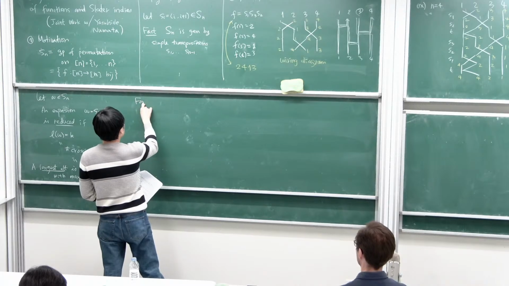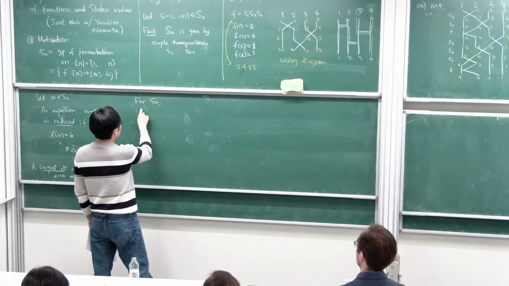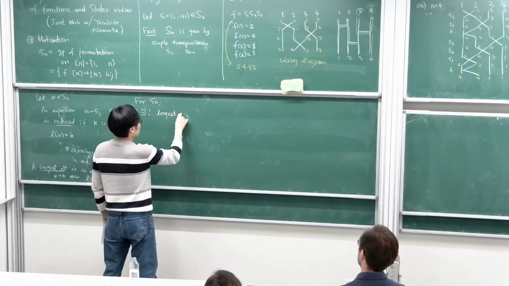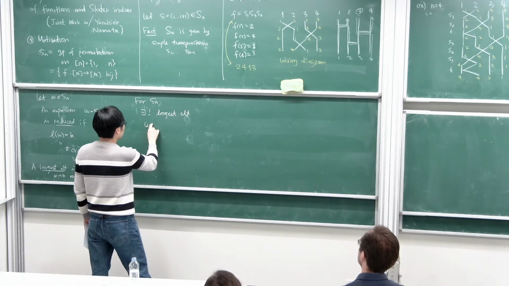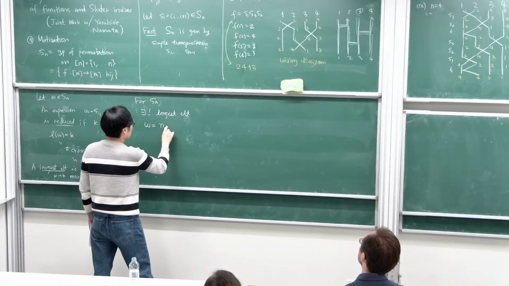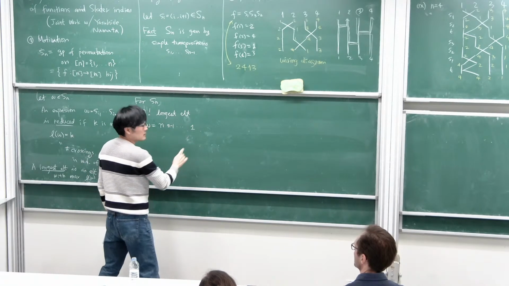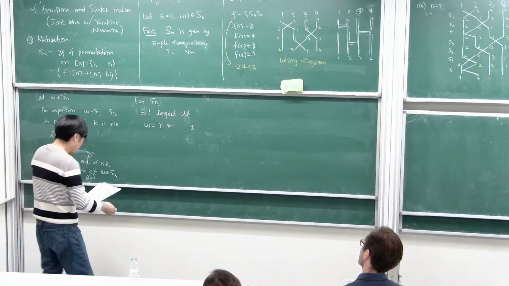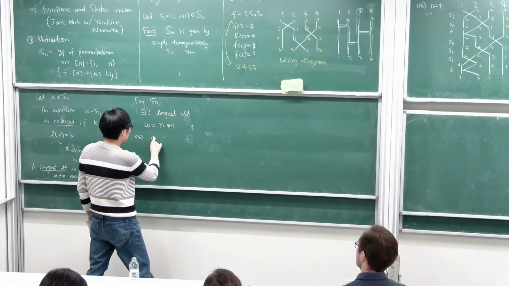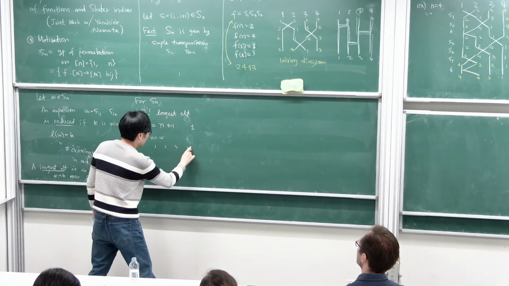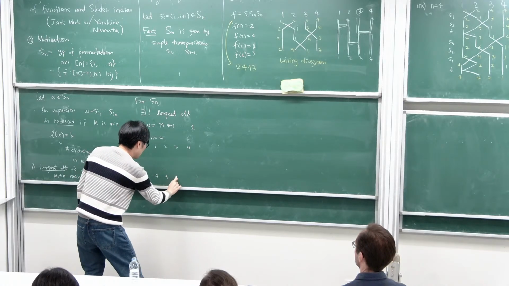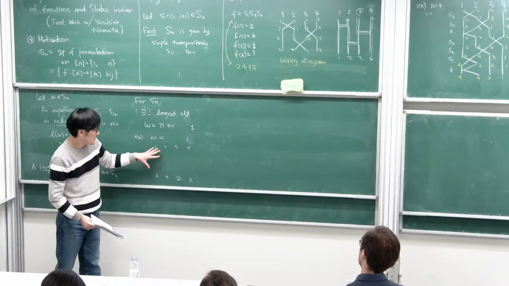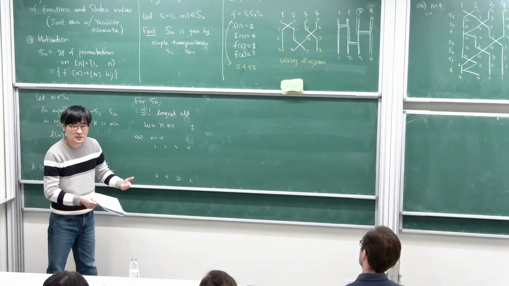For Sn, there's actually a unique longest element, namely W = n, n minus 1, ..., 1. If you reverse the identity, then it's going to be the longest element. So for example, n equals 4, so 1, 2, 3, 4. We want to connect them so that we have the maximum possible number of crossings here.